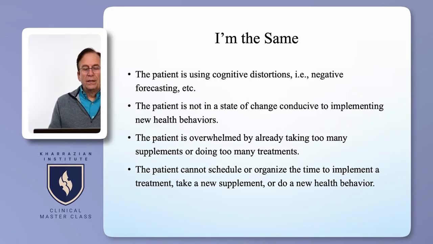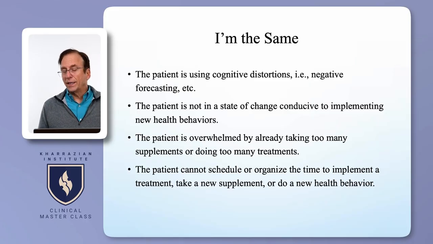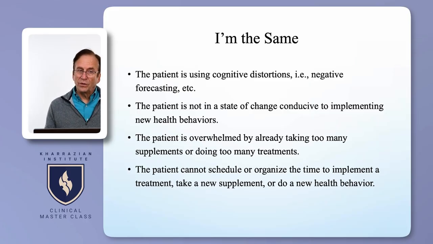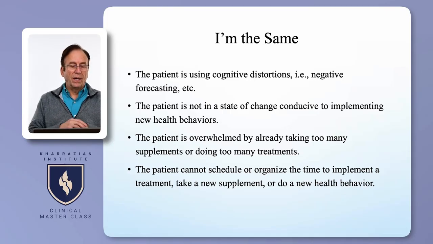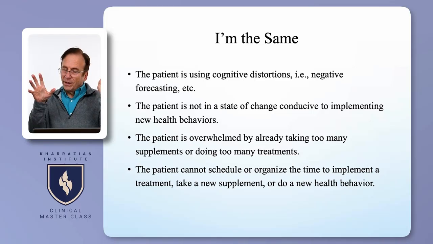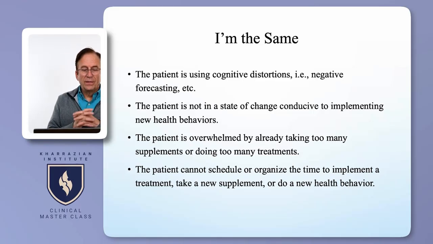Okay. Another reason, the patient is using cognitive distortions like negative forecasting. I'm going to go into these cognitive distortions, how to identify them, a little bit about what to do about them. Or another thing is the patient isn't even in a state of change in which they are ready to do something positive. And we'll be talking about states of change, how to get them into the right state of change. Or the patient's overwhelmed.